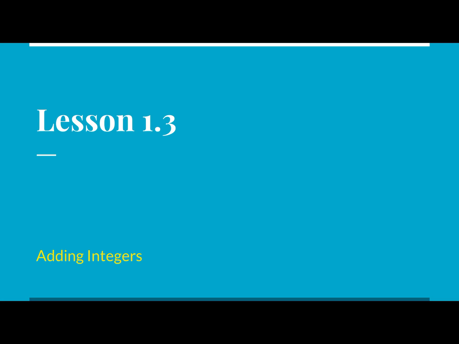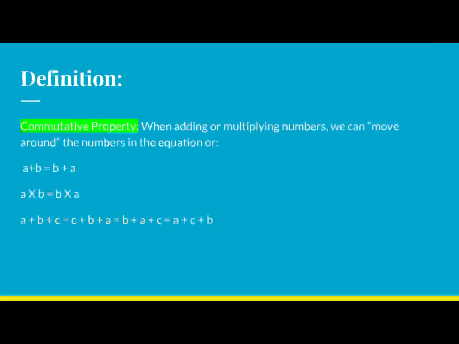1.3 Adding Integers. All right, so let's start with the definition. The commutative property states that when adding or multiplying numbers, we can, quote, "move around the numbers in the equation," or a plus b is equal to b plus a, a times b is equal to b times a, and a plus b plus c is equal to c plus b plus a is equal to b plus a plus c, which is equal to a plus c plus b.